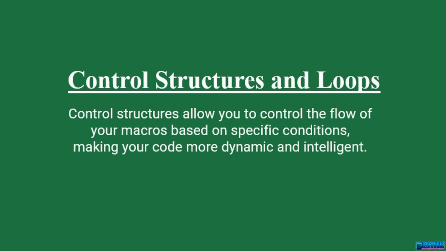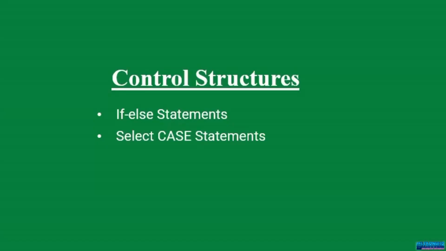Control structures allow you to control the flow of your macros based on specific conditions, making your code more dynamic and intelligent. Control structures serve as the building blocks of any programming language, allowing you to control the flow of execution based on certain conditions. In Excel VBA, we have two primary control structures. They are the if-else statement and the select case statement. These structures enable your program to make decisions based on certain conditions, opening the door to dynamic and flexible code.